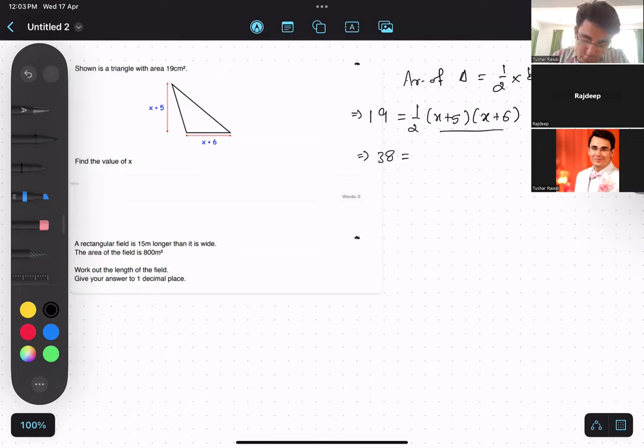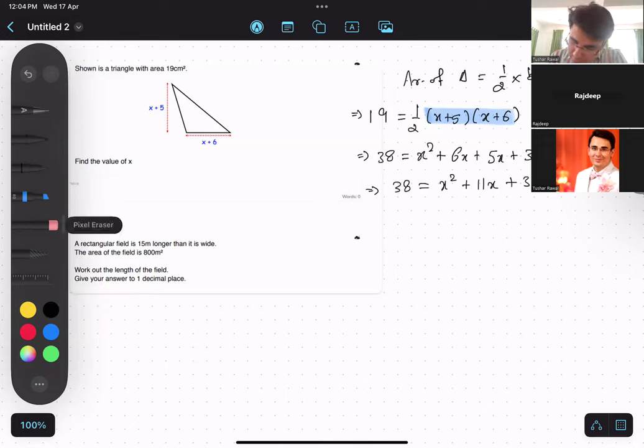Now multiply these two. x square plus 6x plus 5x plus 30. So 38 equals to x square plus 11x plus 30.